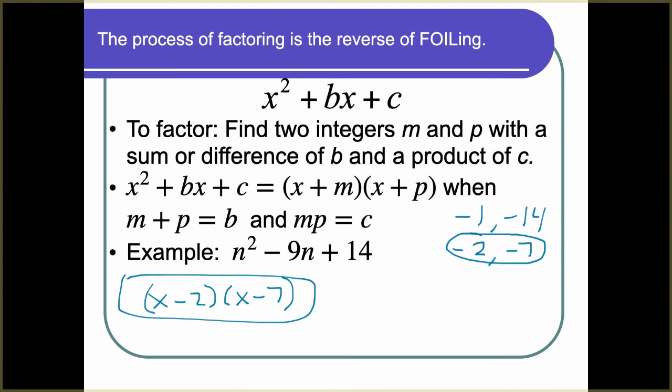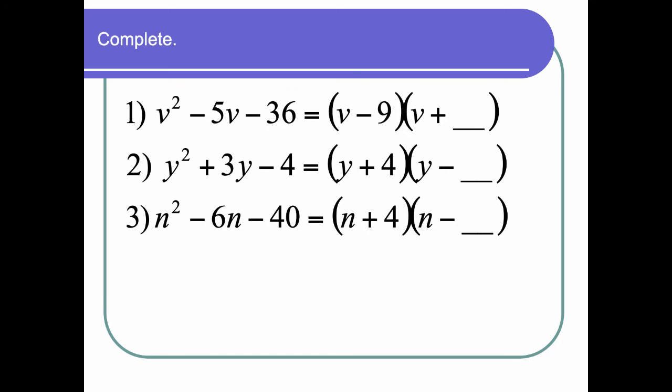It does not matter which factor you put first. You could have x minus 7 times x minus 2. It's the same thing. The order of these two factors doesn't matter. What matters is you find the right integers that will multiply to the c and add up to the b. So this first slide is just a way to practice finding the right numbers.